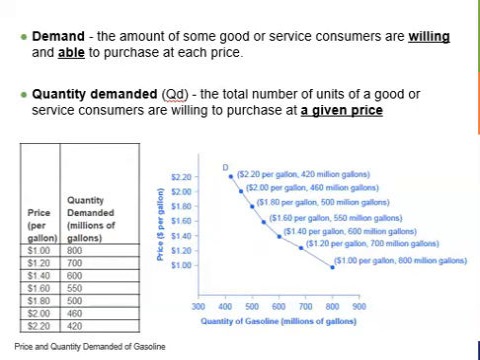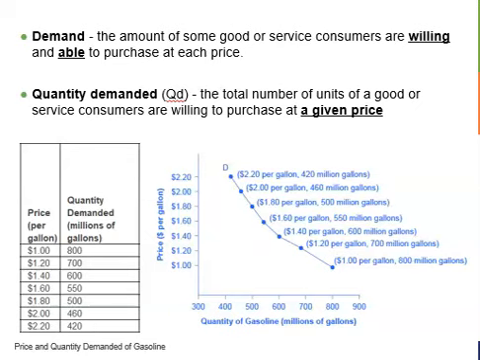At a given price, the total number of units of a good or service consumers are willing to purchase is called quantity demanded. The common notation is QD. The table here shows an example of demand for gasoline. In this case, we measure price in dollars per gallon of gasoline, and we measure the quantity demanded in millions of gallons over some time period, for example, a day, a month, or a week, and over some geographic area, for example, a state, a city, or a country like the United States.